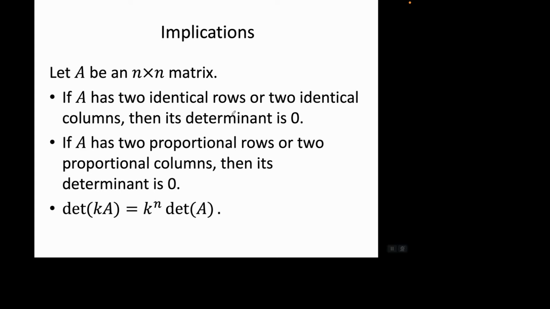If A has 2 proportional rows or 2 proportional columns, then its determinant is 0. Similar logic. The determinant of kA is k to the n times the determinant of A. Why? Because if you multiply all n rows of a matrix by k, you're multiplying the determinant by k times k times k times k. In other words, you're multiplying it by k to the n.